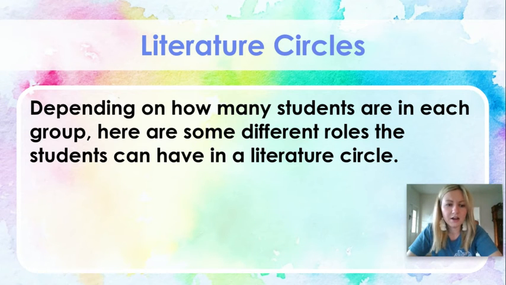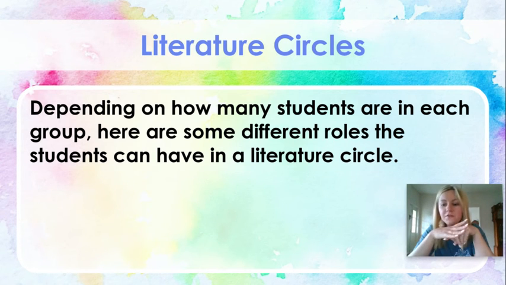So depending on how many students are in each group, here are some different roles the students can have in a literature circle. I'm going to describe these 6 or 7 ways. It does not matter how many students you have in literature circles. You can decide if you want to use 2, 3, 4, or you can do groups of 6 or 7 that use all of these roles.